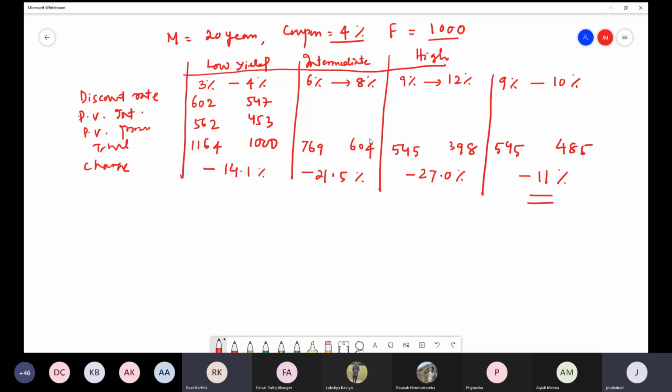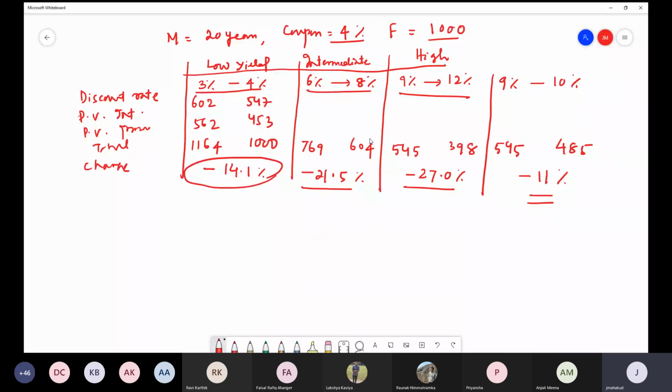For a given change in discount rate, the one with higher yield gives us a lower change. It is just the reverse. When the yield increased from 6% to 8%, we get a change of 21.5. From 9 to 12, we get minus 27. But when it went from 3 to 4%, we got a change of minus 14.1%.